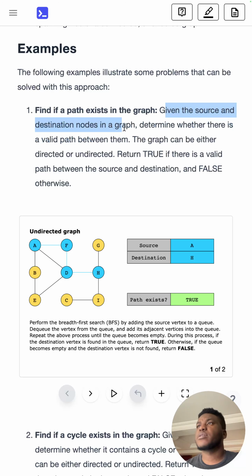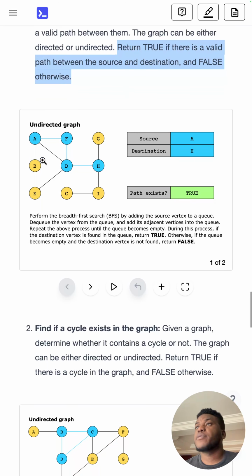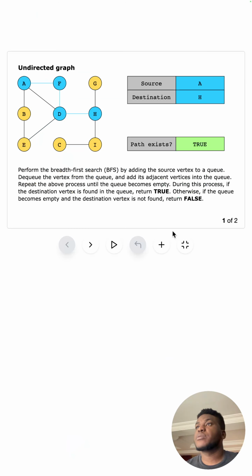Given the source and destination node in a graph, determine whether there is a valid path between them. The graph can either be directed or undirected. Return true if there's a valid path between the source and destination and false otherwise. Okay, so we have a source and destination node. A graph is either directed or undirected. Find if a path exists. This is like a pathfinding problem, which is like Google Maps if you're going to pick Google Maps.